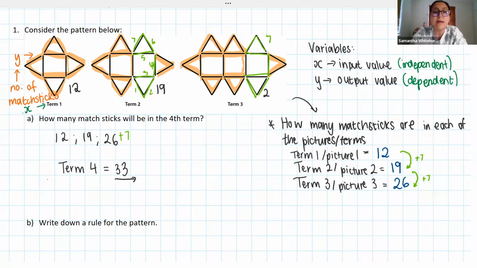And so because every time I'm adding an extra 7 matchsticks to create the new picture, I've either seen that through the numbers, 12, 19, 26, or I've seen that through the pictures, what I've highlighted in the orange and the green. And so the reason it's 7 is because that's what I'm adding extra to each picture in order to get the next one. So the fourth term would now have an extra 7 matchsticks added to it.